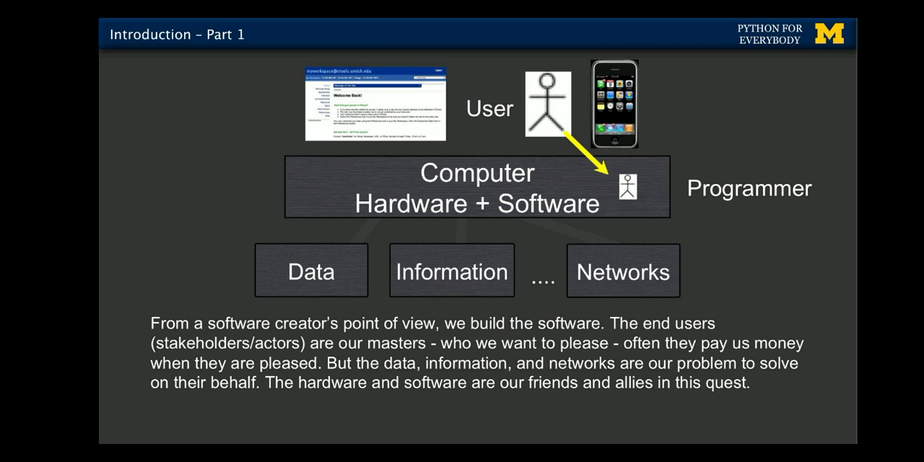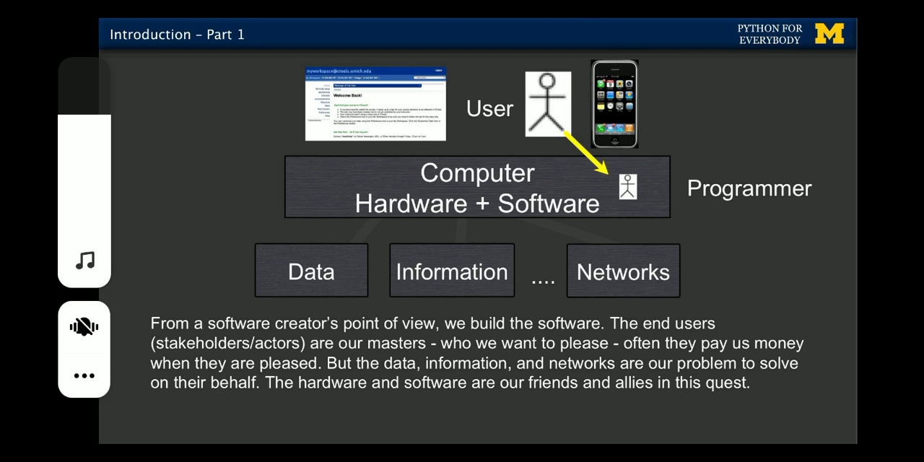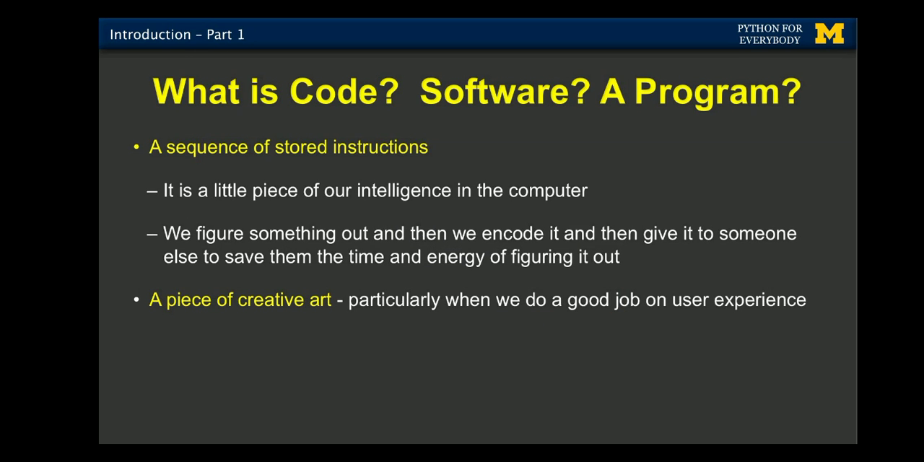A computer is hardware plus software, with a programmer, data, information, and networks. From a software creator's point of view, we build the software. The end users are our masters who we want to please. Often they pay us money when they are pleased, but the data, information, and networks are our problem to solve on their behalf. The hardware and software are our friends and allies in this quest.